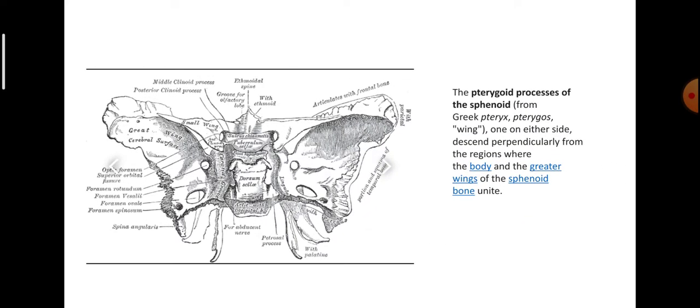Let us have a detailed look at the pterygoid processes of the sphenoid bone. The pterygoid process of the sphenoid, from ptery meaning a wing, on either side descends perpendicularly from the region where the body and the greater wing of the sphenoid bone unite.